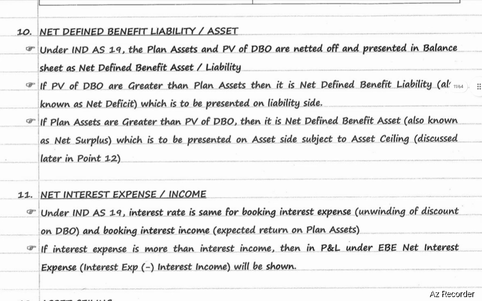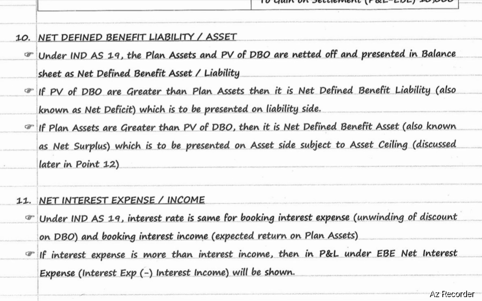Under Ind AS 19, the plan assets and present value of defined benefit obligations are netted off and presented in the balance sheet as net defined benefit asset or liability. If present value of defined benefit obligation is greater than net plan assets, then it will be net defined benefit liability, also known as net deficit, which is to be presented on the liability side. If plan assets are greater than present value of defined benefit obligations, then it is net defined benefit asset, also known as net surplus, which is to be presented on the asset side subject to asset ceiling.